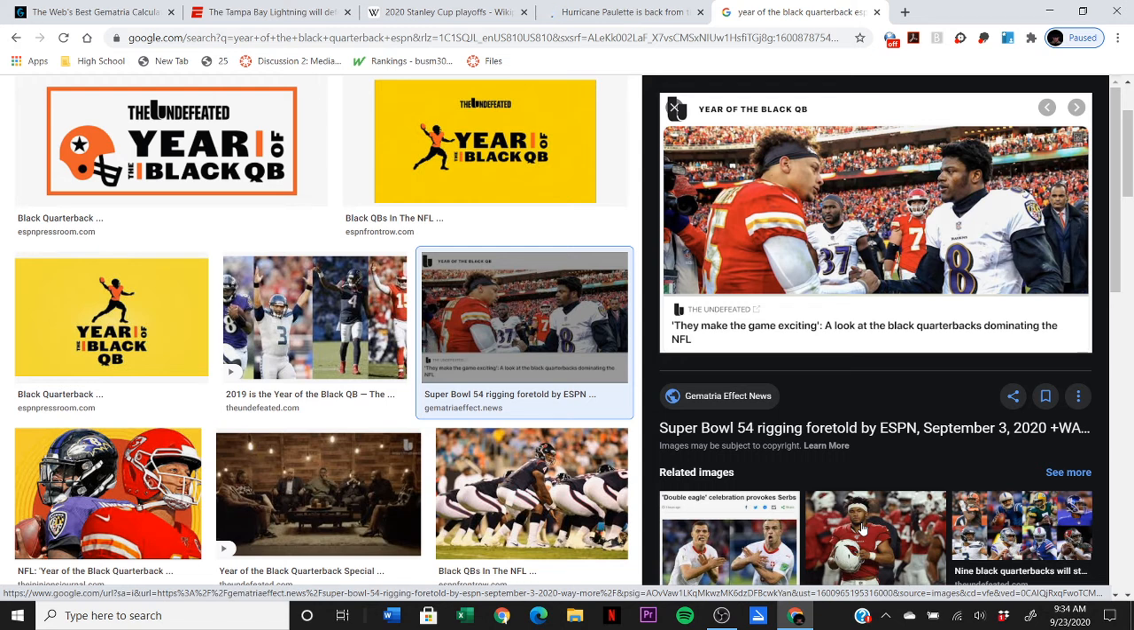So Patrick Mahomes won the Super Bowl and Super Bowl MVP. Lamar Jackson won MVP as the most valuable player in the league. And then Kyler Murray won Offensive Rookie of the Year as the top rookie in the league. So all three of these men, these three black quarterbacks, won the highest honors you could win as quarterbacks in the year of the black quarterback that ESPN basically said it was going to happen.